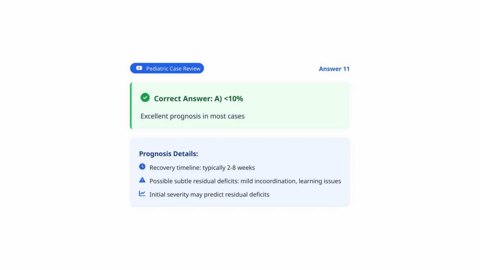Less than 10% of children with acute cerebellar ataxia have persistent neurological deficits at 1 year. The prognosis is excellent, with most children recovering completely within 2 to 8 weeks. When residual symptoms occur, they are typically mild and may include subtle incoordination or learning difficulties. Initial severity and longer duration of symptoms may predict a higher likelihood of residual deficits.